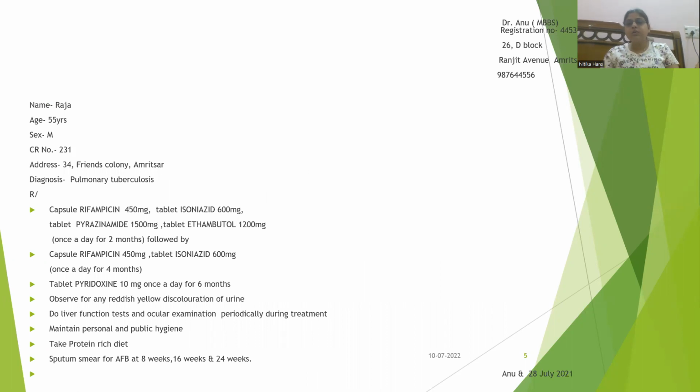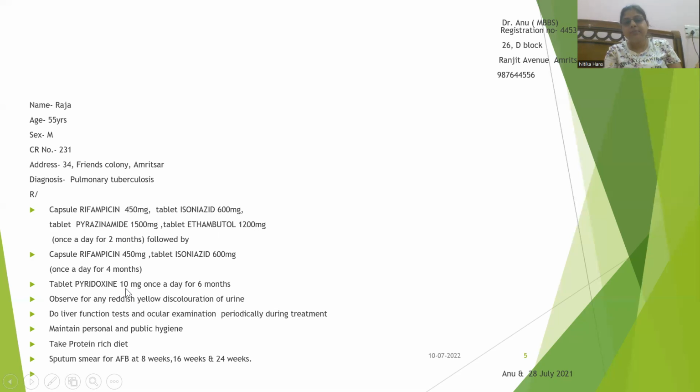Now, this is how the correct prescription is written. The doctor's details are given here. This is the patient's details. Capsule rifampicin 450 milligram, tablet isoniazid 600 milligram, tablet pyrazinamide 1500 milligram, tablet ethambutol 1200 milligram once a day for 2 months. This is followed by capsule rifampicin 450 milligram and tablet isoniazid 600 milligram once a day for 4 months.